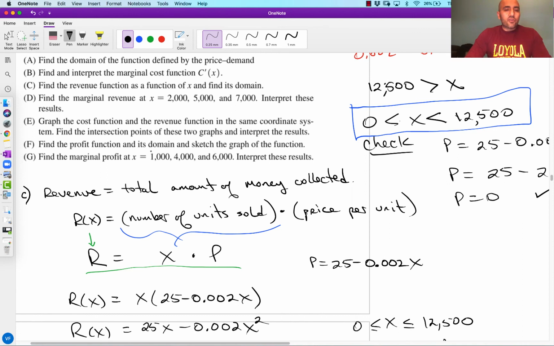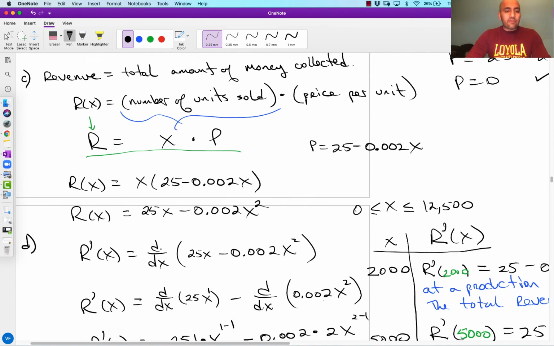Find the profit function and its domain and sketch the graph of the function. Okay, so the profit function is equal to the revenue minus the cost. Well, we already have a revenue function and we have a cost function, so if we just subtract them, we'll get to our profit function. So part F is find the profit function.